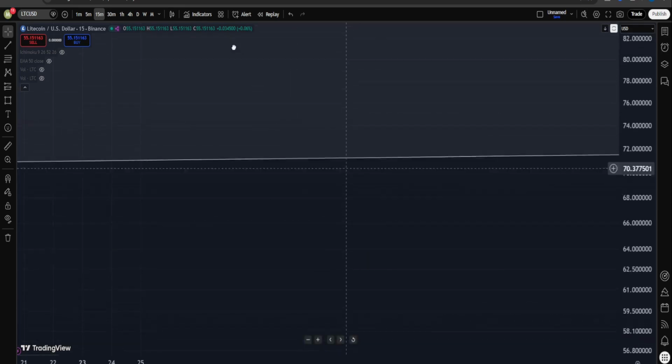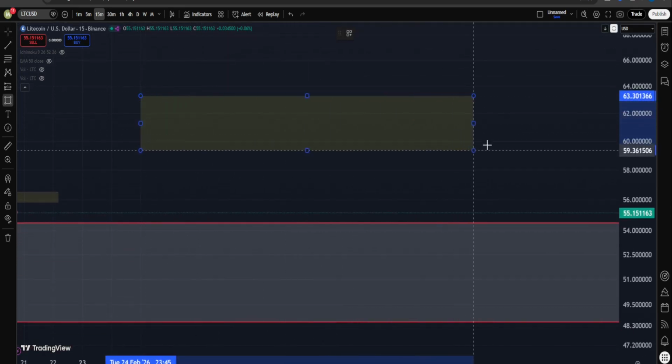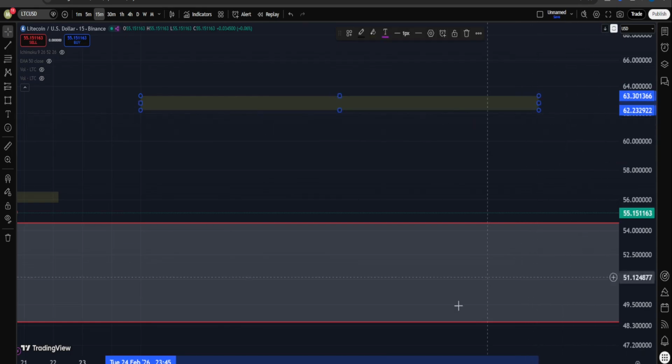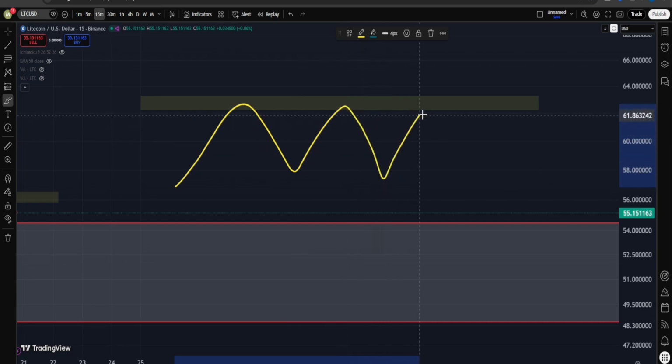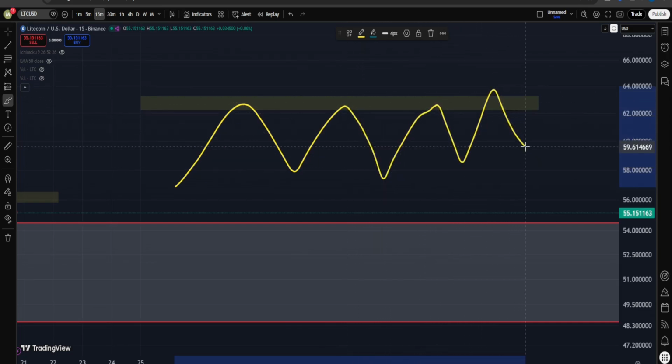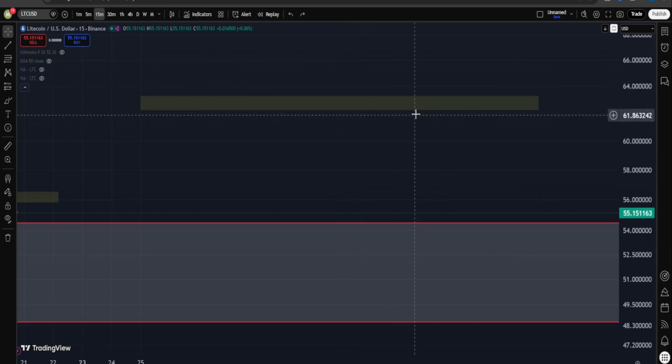If you go according to the books, the idea is the more times we touch a resistance area, the stronger it actually gets. However, in my opinion, that is 100% not true. Why? Because we call an area a resistance because of the amount of short positions that are around this area. Let me give you an example.